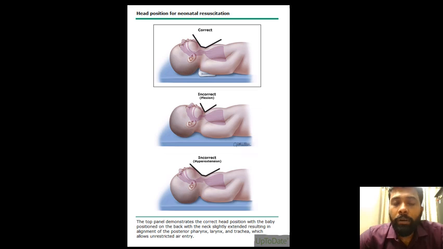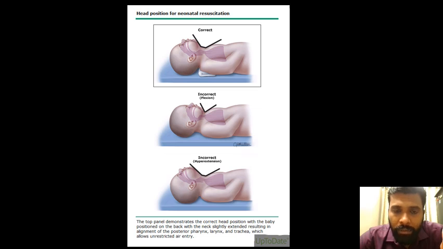Then, if you have to do resuscitation and give CPAP or bag and mask ventilation, the head position should be proper. This is the correct position. I hope you can see my pointer, the reddish marking. This is the exact position. It is known as the sniffing dog position. Not too much flexion, not too much extension.